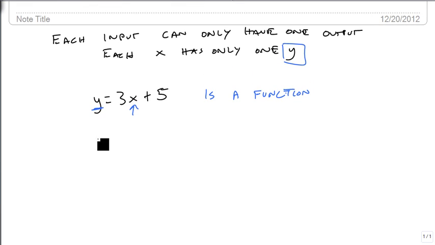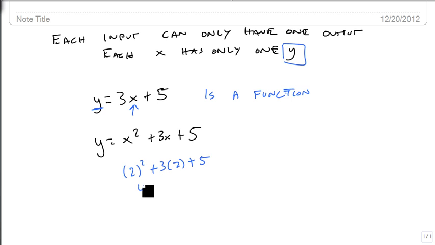Well, what if I try something with a higher power, something that's not linear, something that's quadratic? y equals x squared plus 3x plus 5. Let's just plug a value in and see what happens. Let's plug 2 in for x. So 2 squared is 4, 3 times 2 is 6, plus 5, so we get 15. So if I plug 2 in, my 2 gives a 15 as an output, and therefore this is a function because there's no values I can plug in that will give me something different.